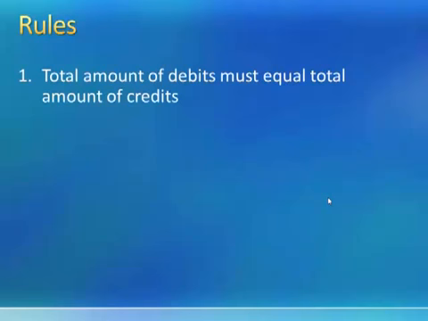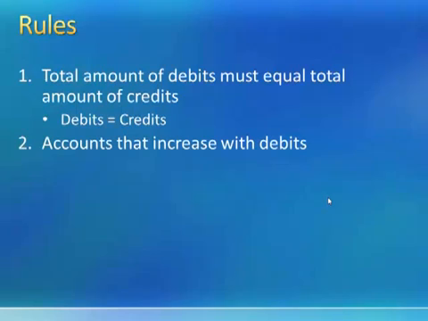The next thing we want to do is to understand three key rules when working with debits and credits. The first rule is that the total amount of debits must equal the total amount of credits. Another way to think of that is that debits are equal to credits.